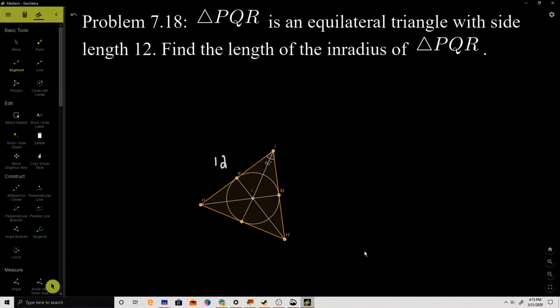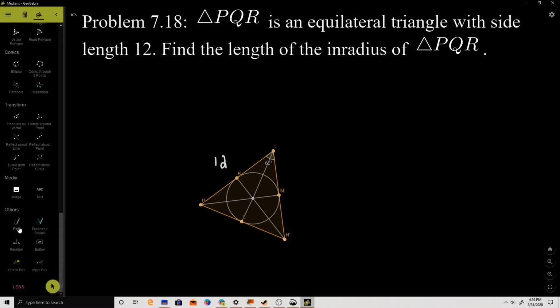Now, since this is an equilateral triangle, and we use the angle bisectors to create the incircle, that means that this angle here must be 30 degrees. And since we know the angle bisector is going to hit at a 90-degree angle, since it's an equilateral triangle, then I know that this angle is 60 degrees too. That looks like a 30-60-90 triangle.